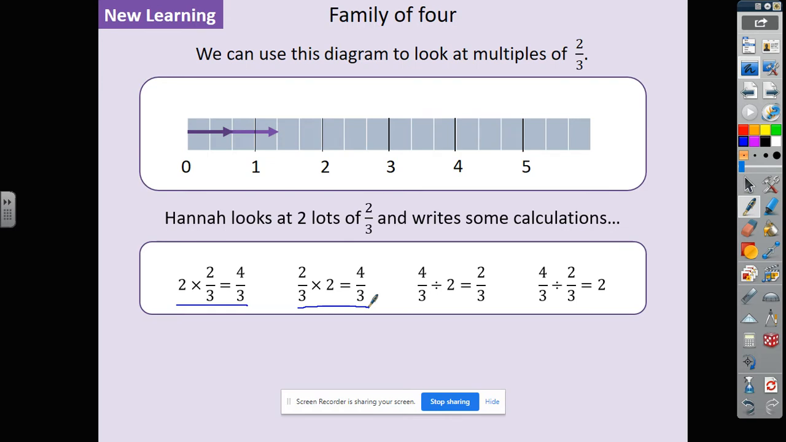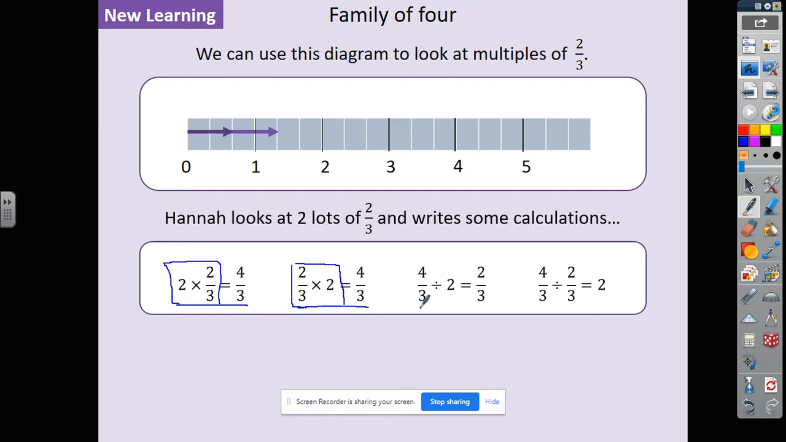Absolutely, you should be thinking, oh, this is commutative. What we have done is with this bit here, it is the same as this bit here. And therefore, they're both equal to 4/3.